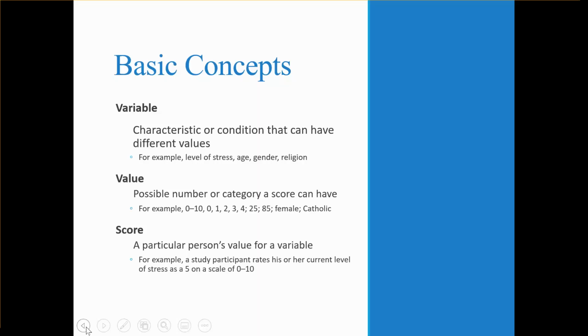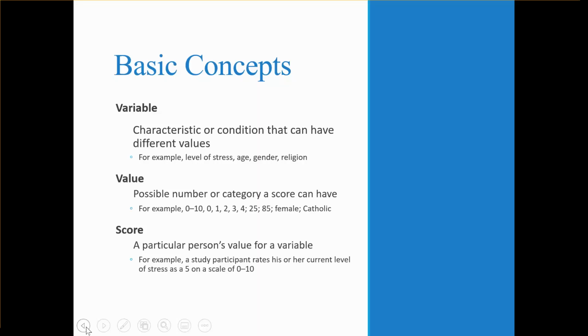And then the score is a particular person's value for a variable. So my age, my height, my weight, we're not going to talk about that. Those kinds of things would be my scores on a larger category or variable. So you might have a current stress level of 5 on a scale of 0 to 10.